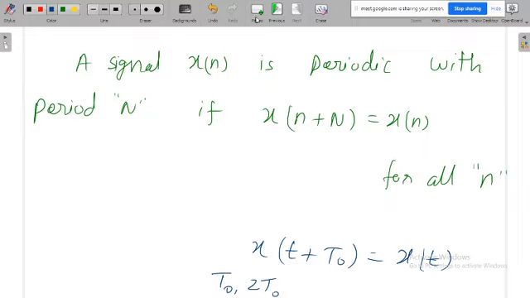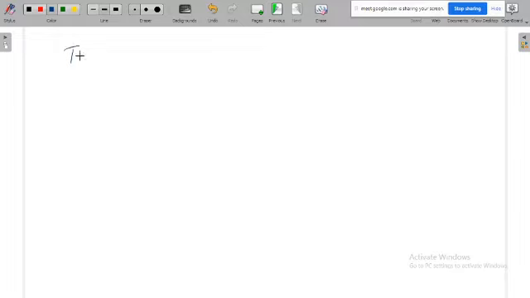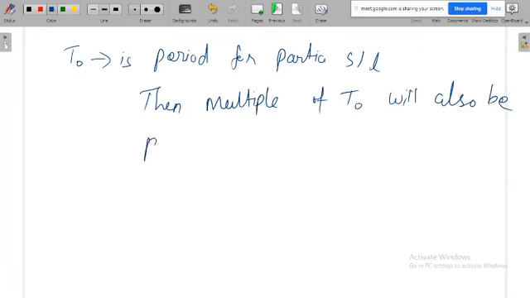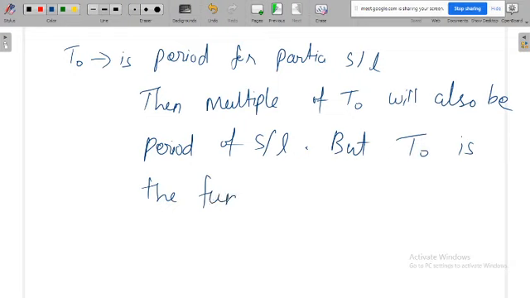Some people are confused by this. If t naught is a period for a particular signal, then definitely the multiples of t naught will also be periods of the same signal, but t naught is the fundamental period of the signal, because t naught is the smallest one.